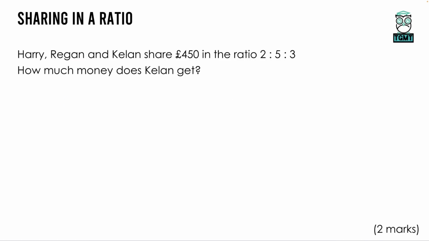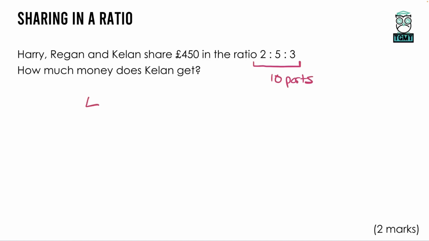When we are sharing in a ratio, read the question carefully because there are different variations of sharing in a ratio. But this one says Harry, Regan and Keelan share £450 in the ratio 2 to 5 to 3. It wants to know how much Keelan gets. Now the important part to look at is how much the amount of money or whatever we are sharing is actually referring to. Here it's referring to the amount that all three of them share. Not one of them, not the difference between them, but how much all three of them share. So it's related to all three of these numbers. If we add them together, 2 plus 5 is 7, plus 3 is 10. There are 10 parts in total.